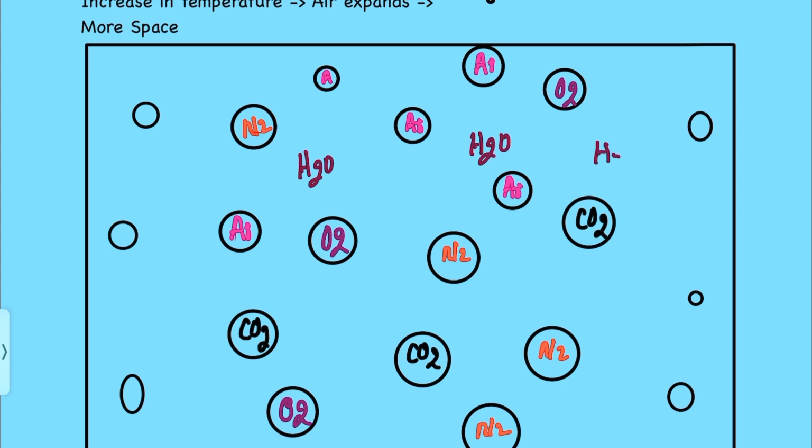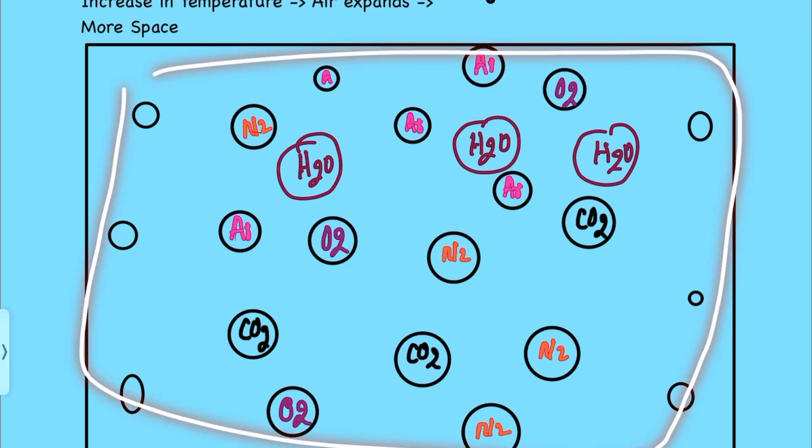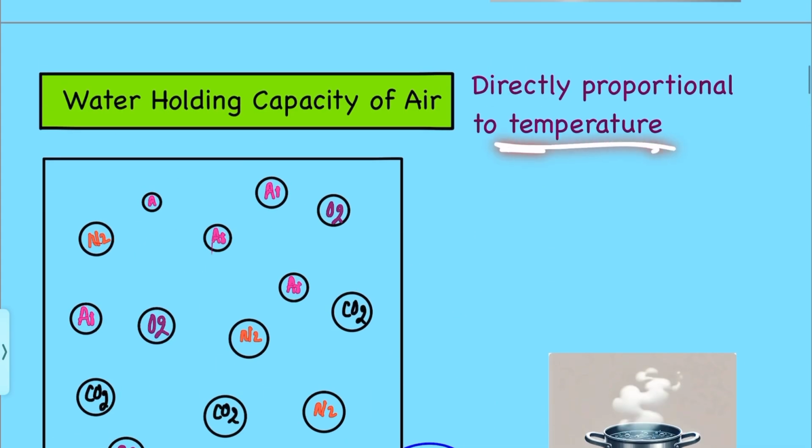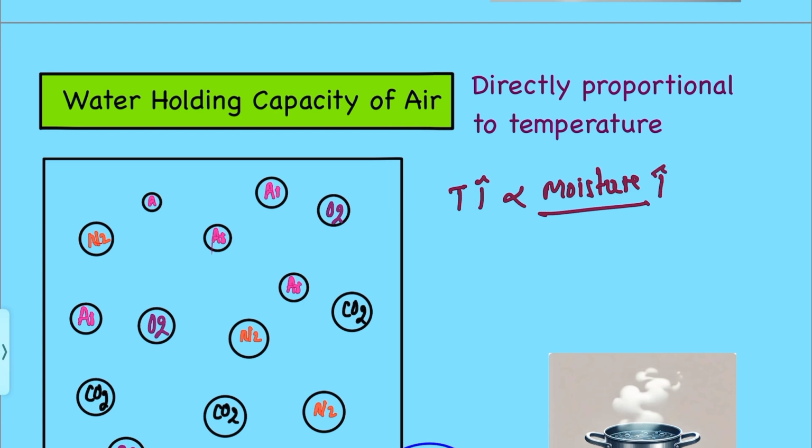So what we can learn is that the amount of water that can be held in a given amount of air is directly proportional to temperature. Meaning, if temperature increases, then the moisture holding capacity increases. I'm not saying moisture increases because we are not adding any moisture here. The moisture holding capacity increases, right? So if temperature decreases, then moisture holding capacity decreases.